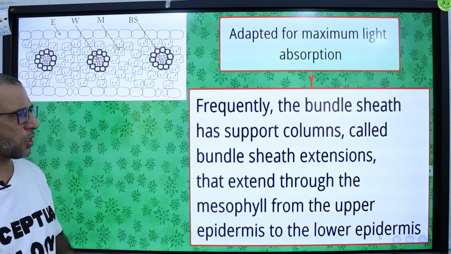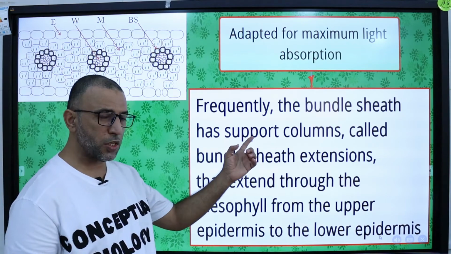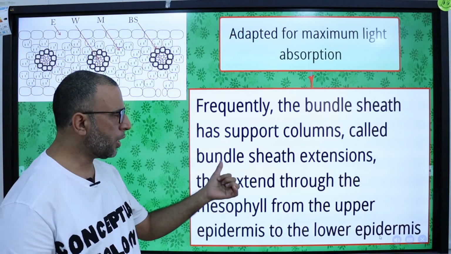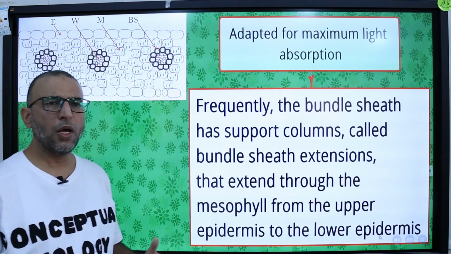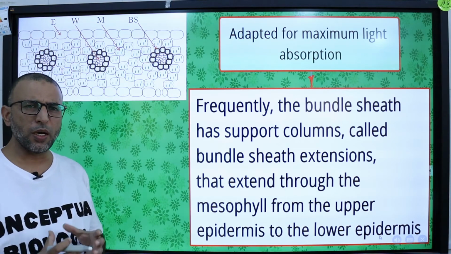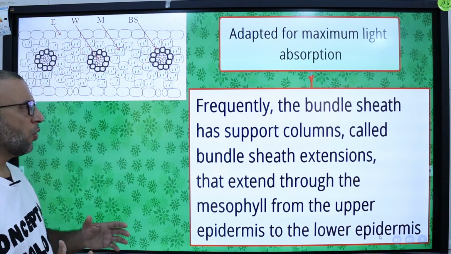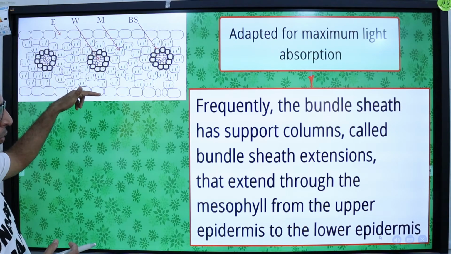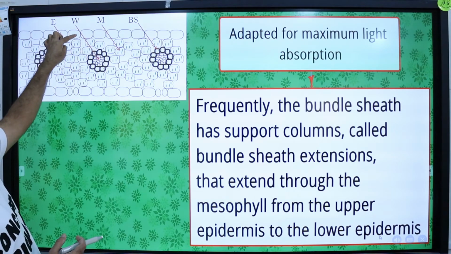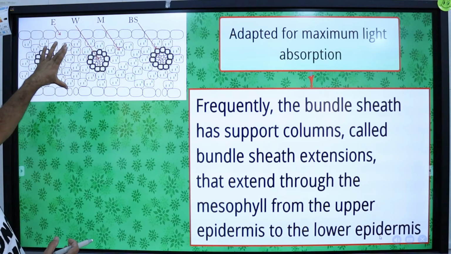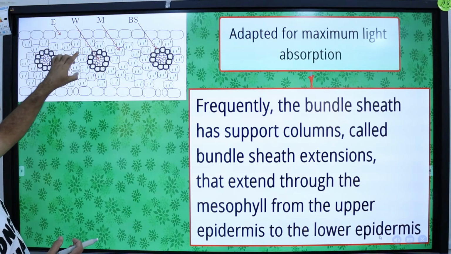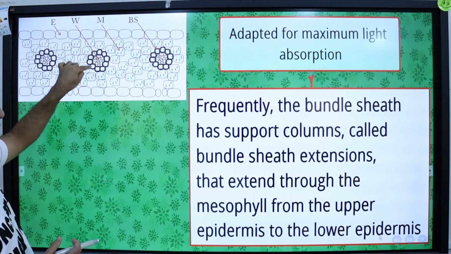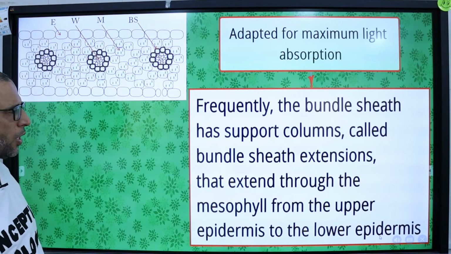The bundle sheath has support columns, and these support columns are called bundle sheath extensions. These bundle sheath extensions extend through the mesophyll from the upper epidermis to the lower epidermis. So, between the upper epidermis and lower epidermis, bundle sheath extensions are present, and the bundle sheath surrounds the vascular tissues, that is xylem and phloem.